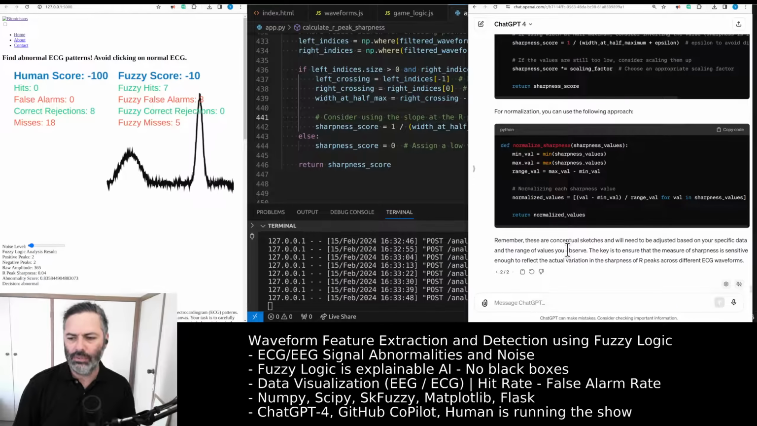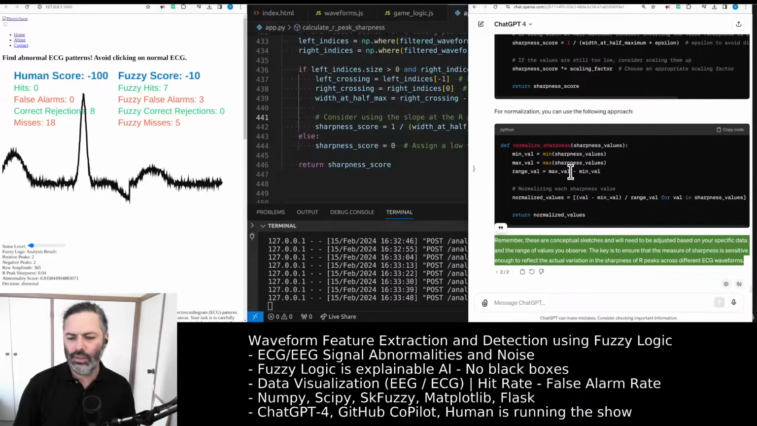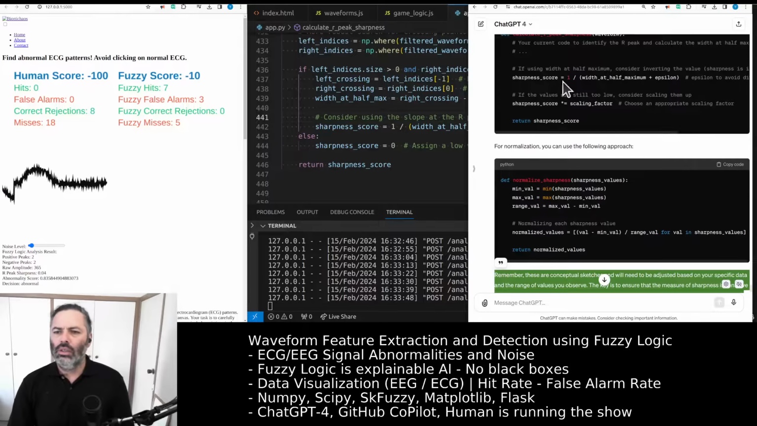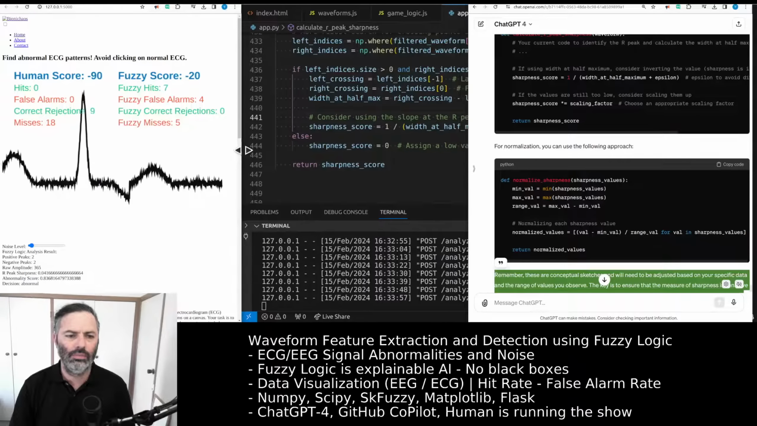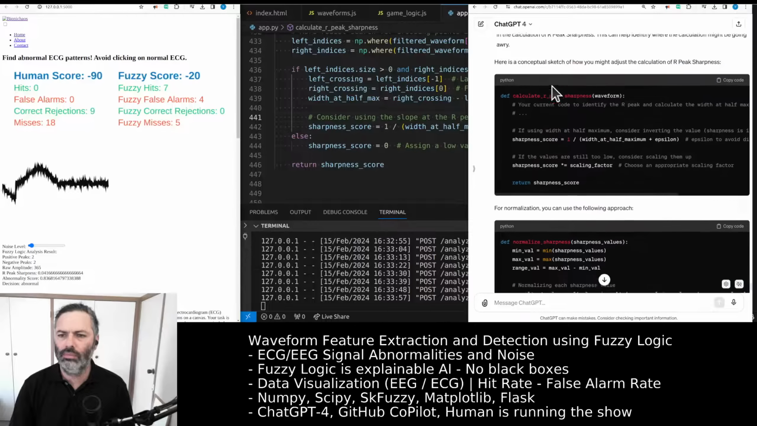Okay, so I have some suggestions. Remember, these are conceptual sketches and will need to be adjusted based on your specific data and the range of values you observe. The key is to ensure that the measure of sharpness is sensitive enough to reflect the actual variation in the sharpness of R peaks across different ECG waveforms.